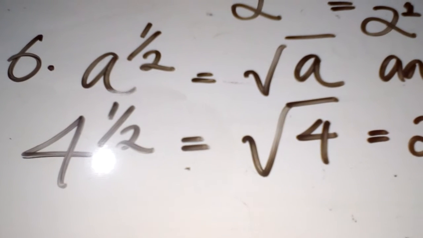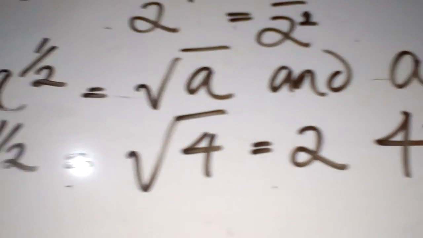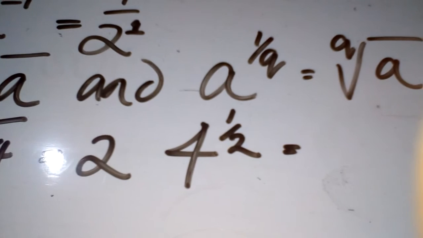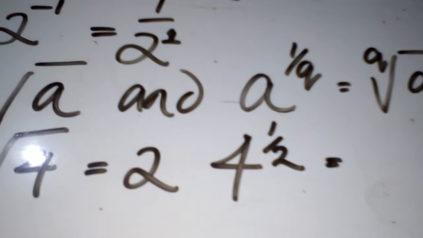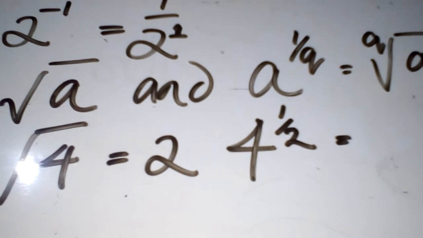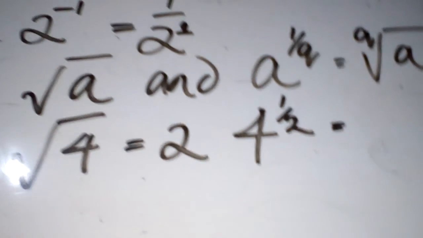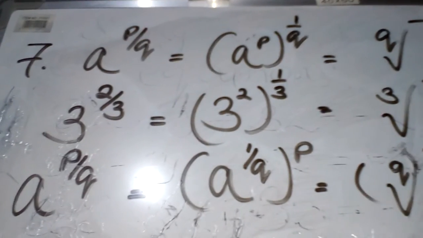Let's look at this other example. 4 to the power half. We're simply saying square root of 4, which is equal to 2. Which is the square root of 4. So I go on and I bring another illustration. Apologies for that. Which is rule number 7.